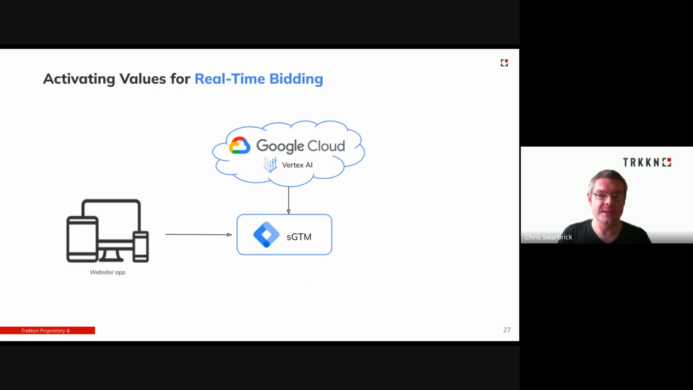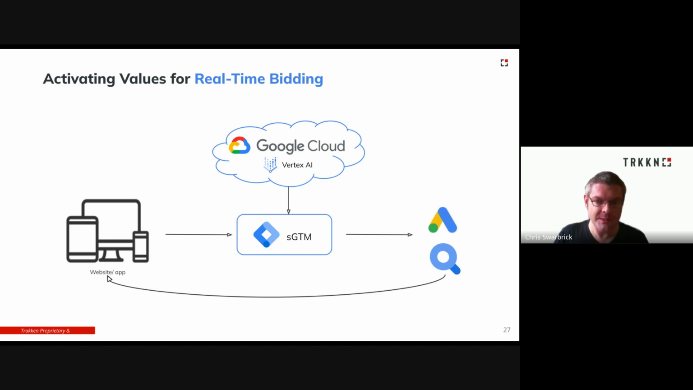Next, you can use SGTM to query Vertex each time you get a new conversion. Even as the conversion is being sent back to Google's buying platform, the prediction is being integrated. This in turn means that Google knows not just that there's been a purchase, but how much you specifically value that customer versus any others from your site. So now Google's bidding algorithm can work with this information to maximize total value to your business and not just new customer volume.